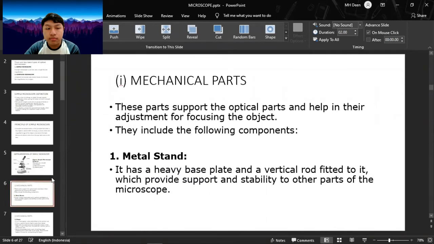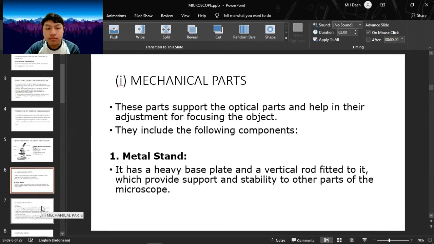One, mechanical parts. These parts support the optical parts and help in their adjustment for focusing the object. They include the following components. One, metal stand. It has a heavy base plate and a vertical rod fit to it, which provide support and stability to other parts of the microscope.